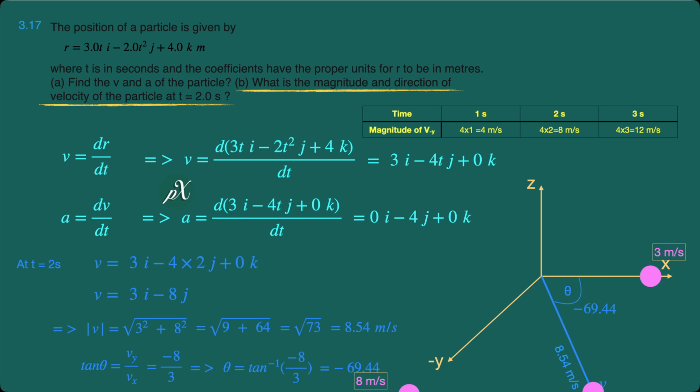Final answer. The velocity vector is 3i minus 4t j meter per second. The acceleration vector is minus 4j meter per second squared. And at t equals 2 seconds, the particle has a speed of 8.54 meters per second, making an angle of 69.44 degrees below the positive x-axis. And with this, we have successfully solved NCERT Class 11 Physics, question 3.17.